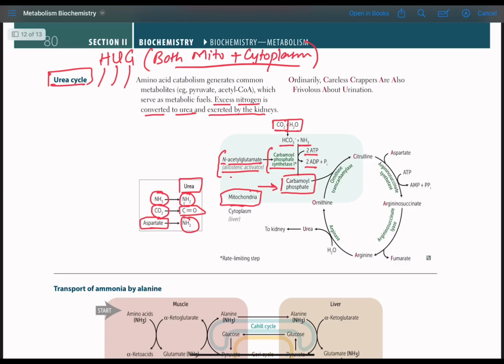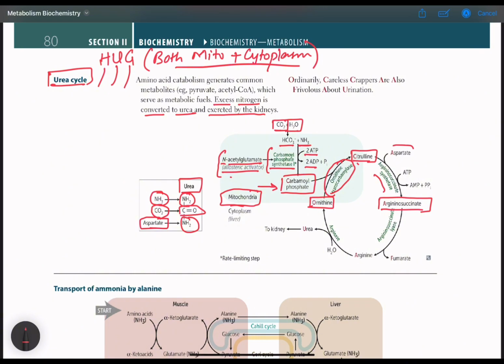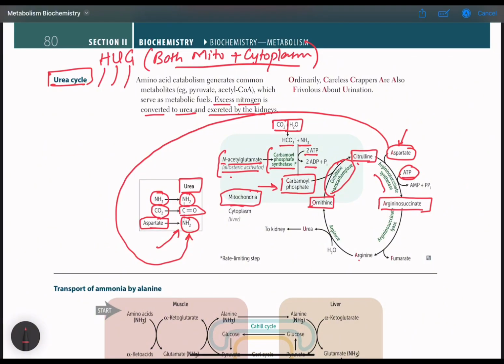This carbamyl phosphate combines with ornithine to form citrulline. This reaction is carried out by the enzyme ornithine transcarbamylase. Then citrulline is converted into argininosuccinate using the enzyme argininosuccinate synthetase, and aspartate is added and ATP is used in this reaction. This aspartate gives the other amino group to the urea cycle. Then argininosuccinate is converted into arginine and fumarate is released, and the enzyme carrying out this reaction is argininosuccinate lyase.